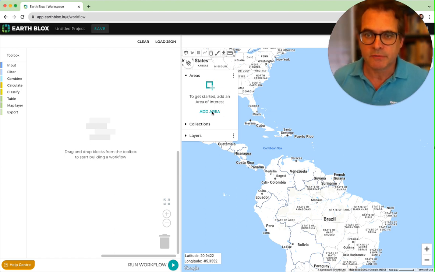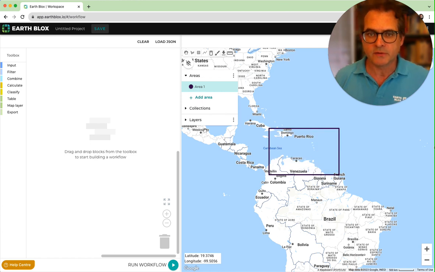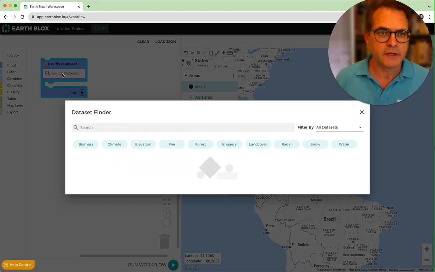So what I'm going to do is add an area in the Caribbean. So we're going to draw this area over here. I'm going to include some of these Caribbean islands, a bit of Venezuela, and the data set we're going to use, and I'm hoping you're all following along here and doing it yourself.